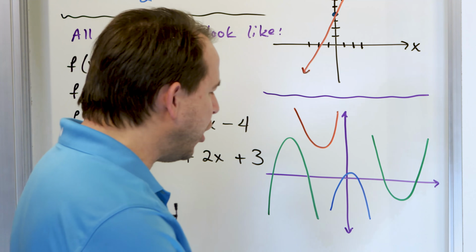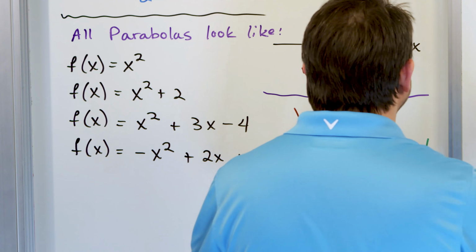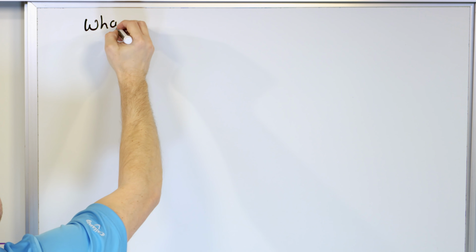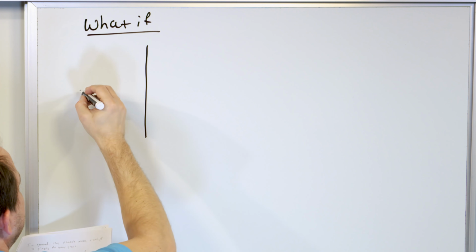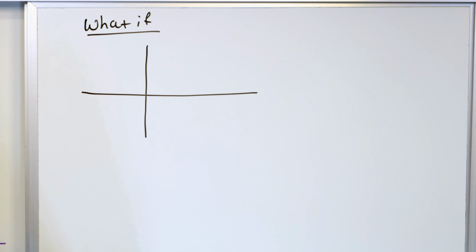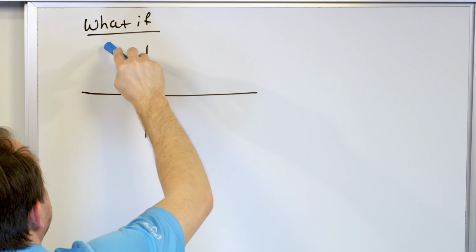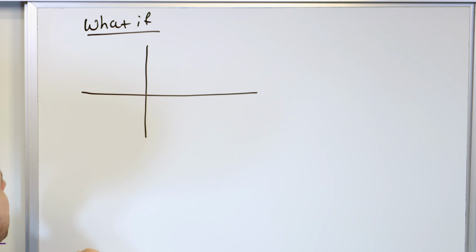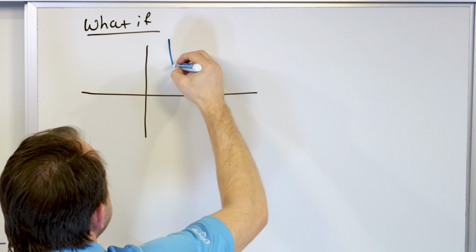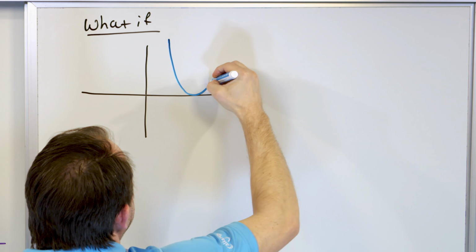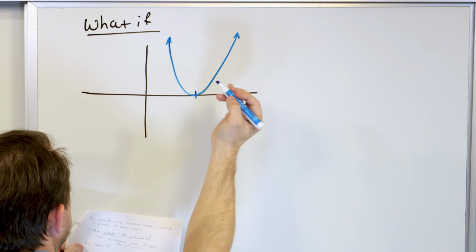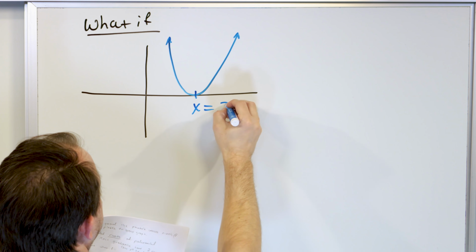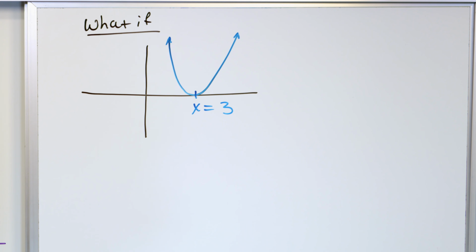Now, I had to get all of that out because there's a special case. What if you have the following? I'm going to draw a little xy axis here. And let's say the parabola doesn't cross here or here. What if the parabola comes down and barely kisses the x-axis like this? Let's say it touches at, I don't know, x equal to 3. Doesn't matter, it could be any number.